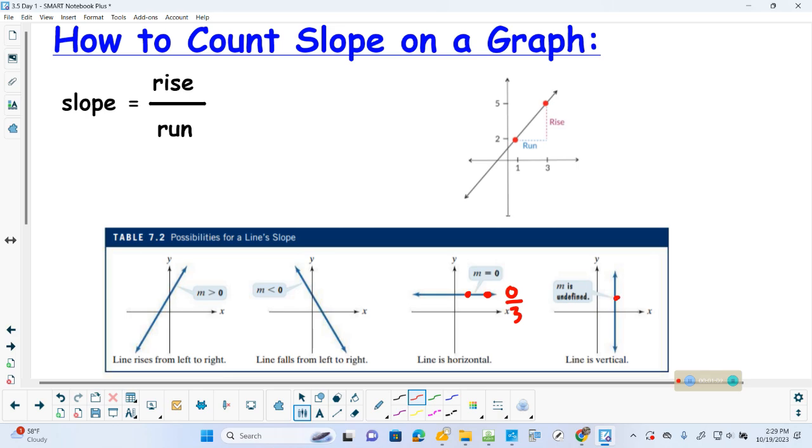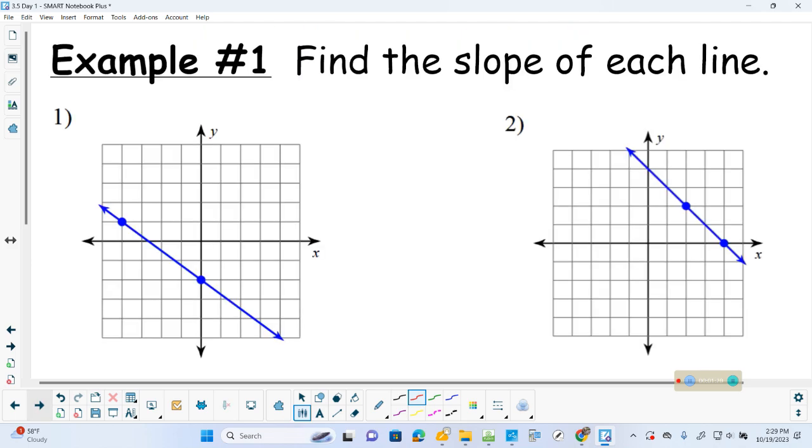And vertical lines are always an undefined slope, because if you count that, let's say your rise is 2, your run is 0. You don't go left to right. You can't divide by 0. If you type in your calculator 2 divided by 0, it gives you a little nasty error message. 0 under the line, undefined. All right, let's count some slopes.